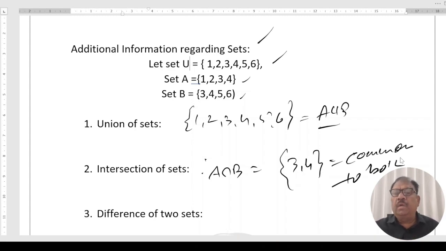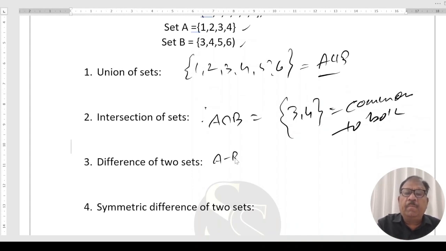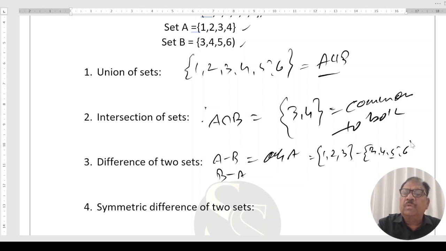Difference of two sets. In the difference of two sets, that is either A minus B or B minus A. A minus B is only A, meaning remove B from A. Taking A as 1, 2, 3, 4 and B as 3, 4, 5, 6, which are common? 3, 4 go out. The remaining is 1, 2.